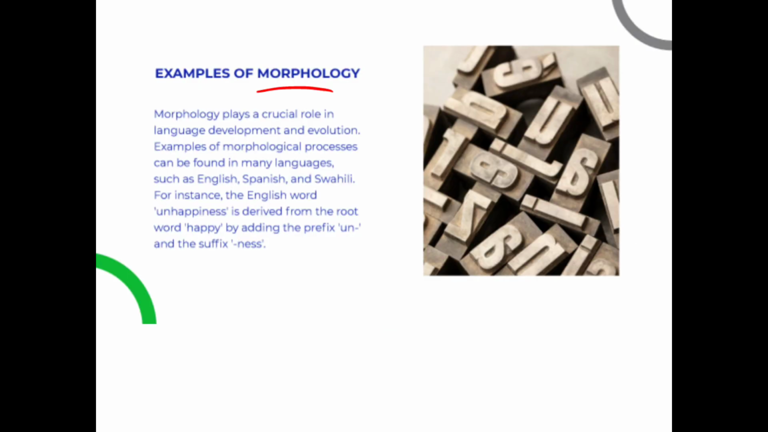Examples of morphology. Morphology plays a crucial role in language development and evolution. Examples of morphological processes can be found in many languages such as English, Spanish, and Swahili. For instance, the English word unhappiness is derived from the root word happy by adding the prefix un and the suffix ness. Now let's understand this example: unhappiness.